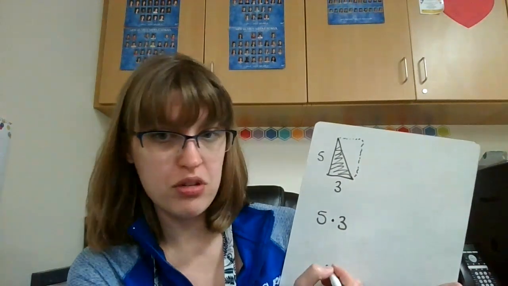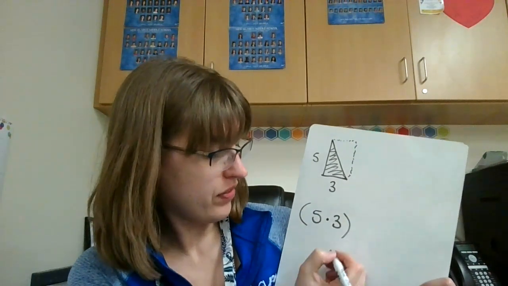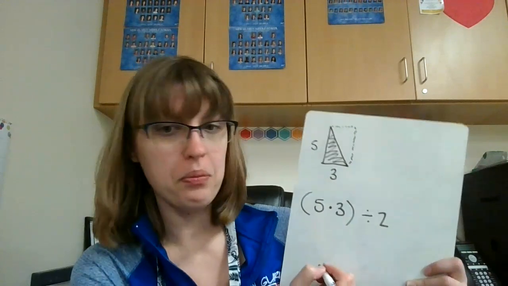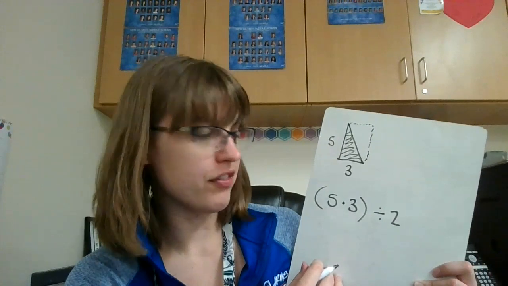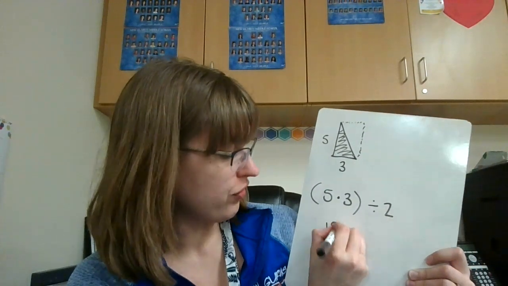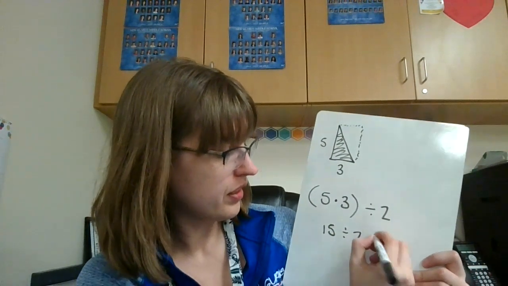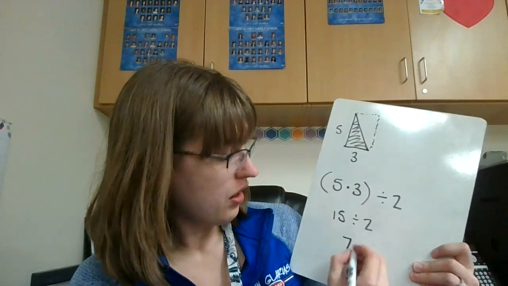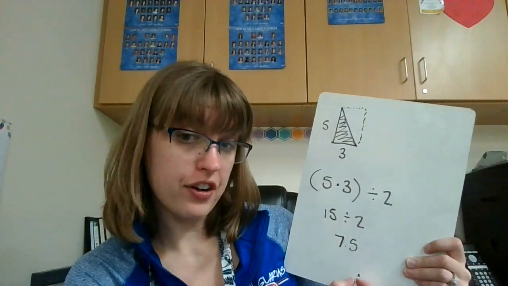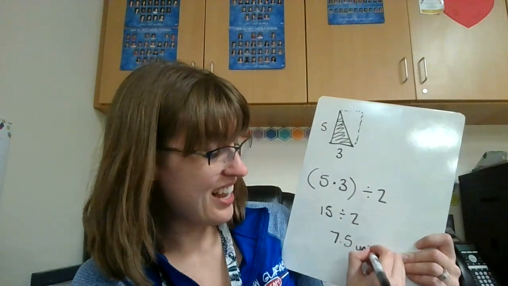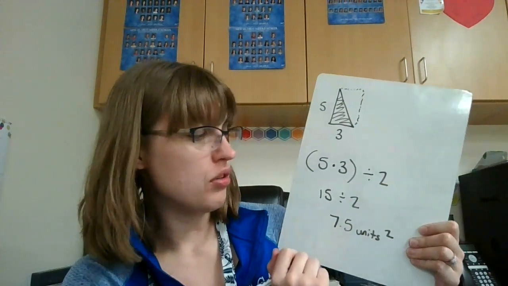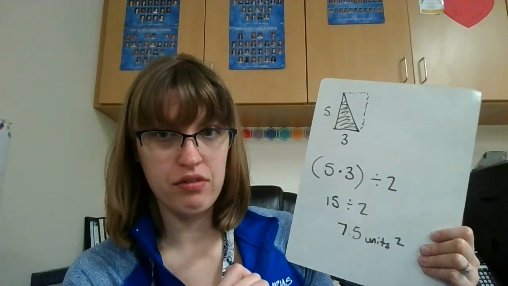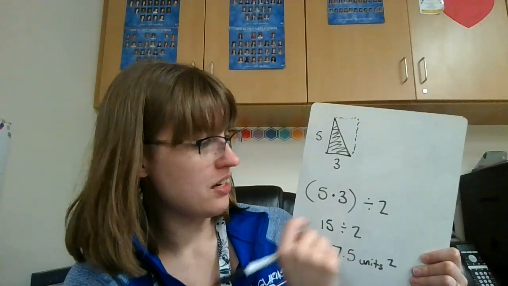So I'm going to do 5 times 3, and then I'm going to divide that by 2. That's the area of this triangle. 5 times 3 is 15. 7.5 is half of 15. It's area, so remember it is square units squared. That's my answer. Base times height, divide by 2.